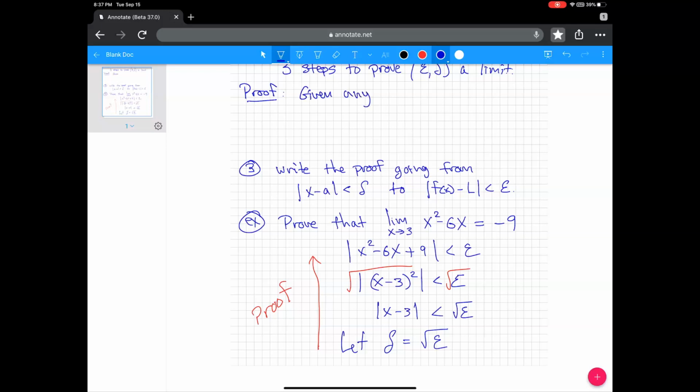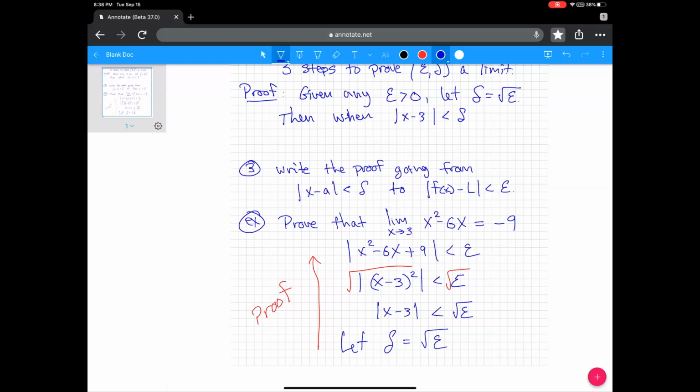Given any epsilon greater than 0, could be 1/10,000th, could be 10,000, and we expect it to be a small number, but it could be anything. I'm going to then let delta be equal to the square root of that number, the square root of epsilon. So if I do that, then when the absolute value of x minus 3 is less than delta, and that's what we have to start with in the proof, whenever that's true, I then have to show that the function minus L is less than epsilon.